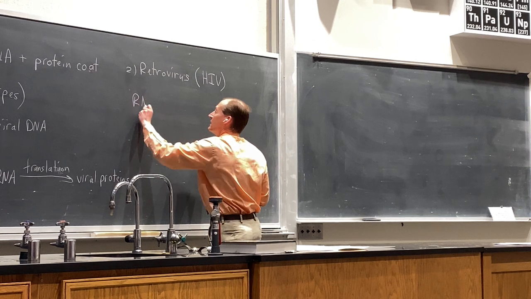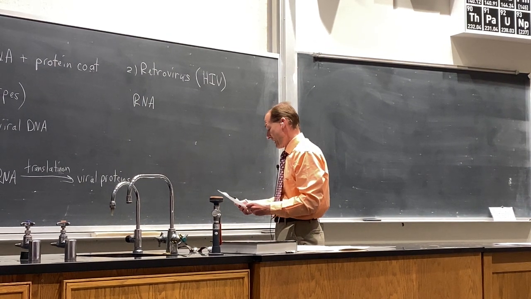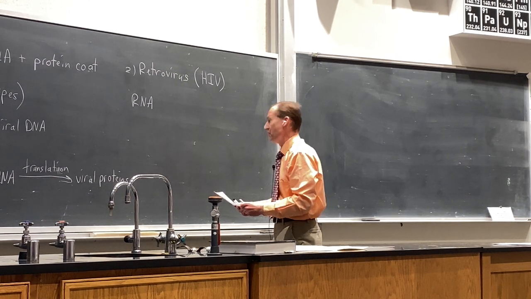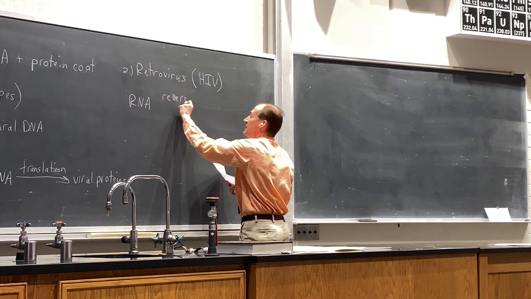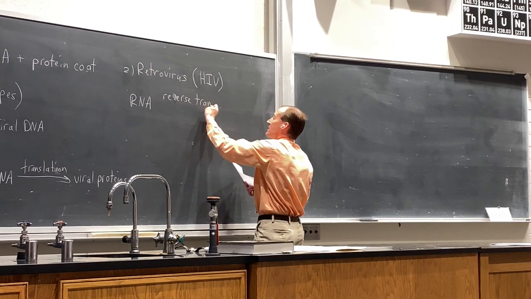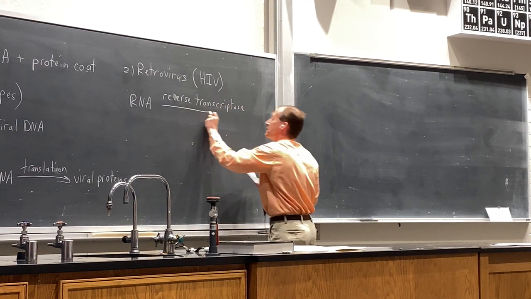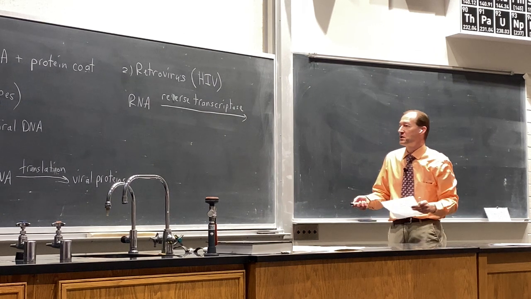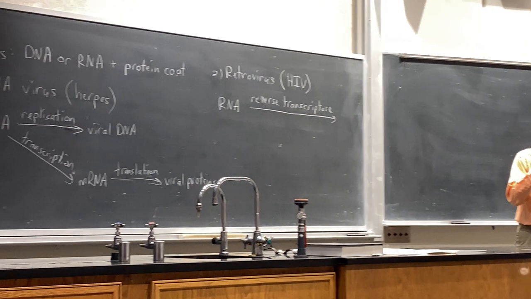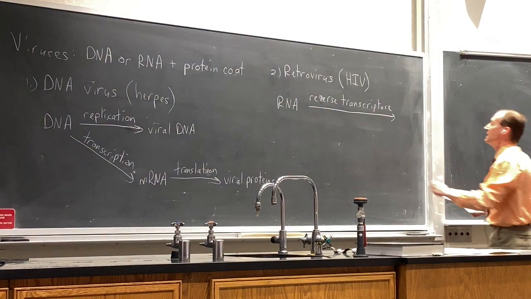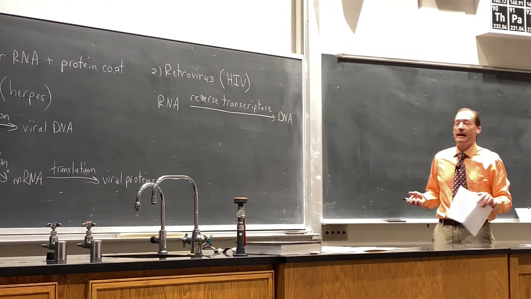Okay, so in a retrovirus, it's going to have an enzyme known as a reverse transcriptase. It's going to have a key enzyme called a reverse transcriptase. And that reverse transcriptase, as the name suggests, is going to reverse the process of transcription. It's going to allow DNA to be produced from RNA instead of the other way around. Okay, and so it has this enzyme.